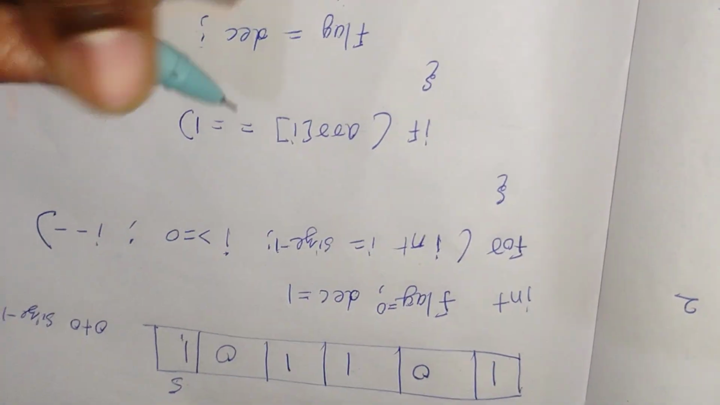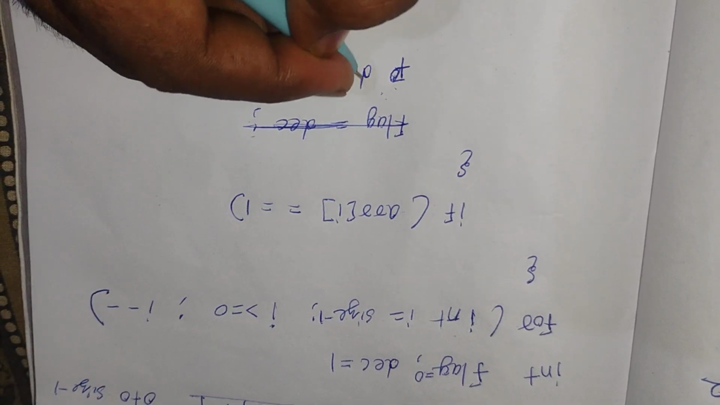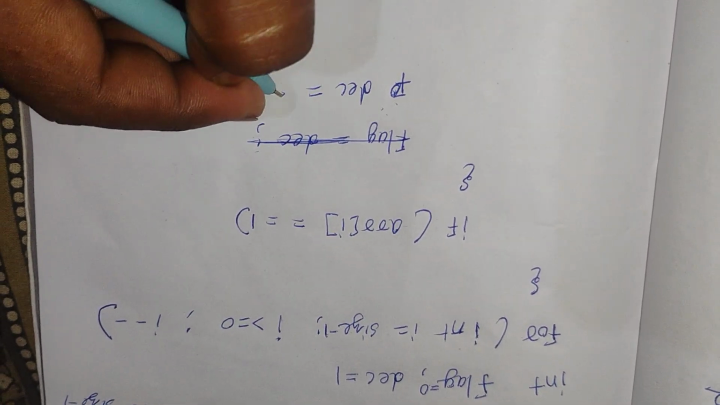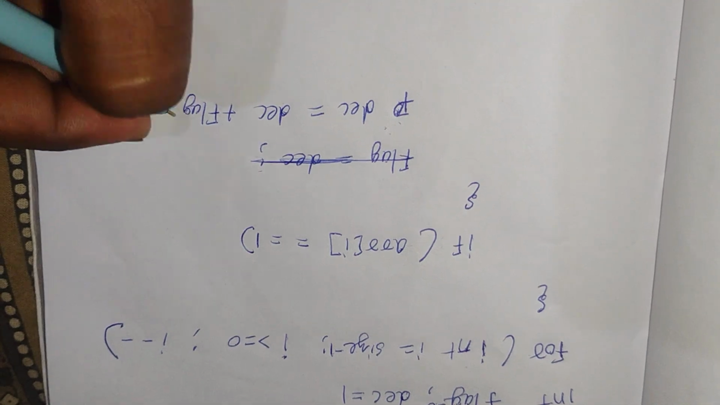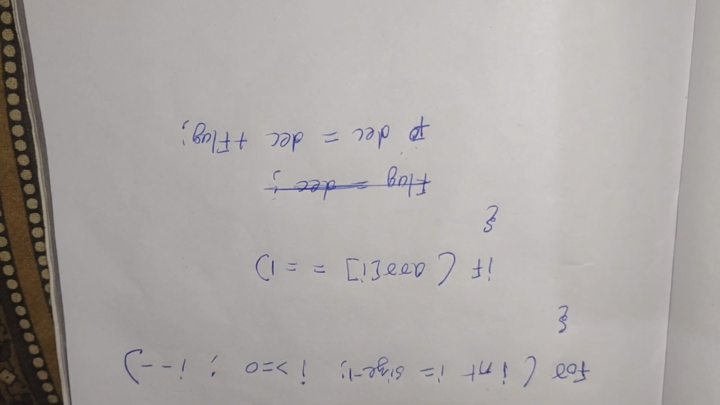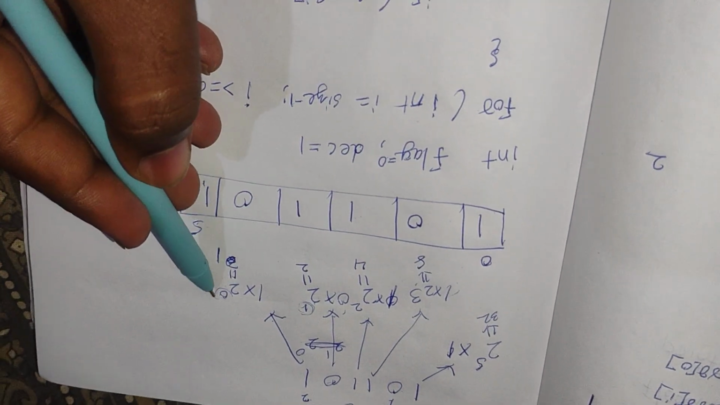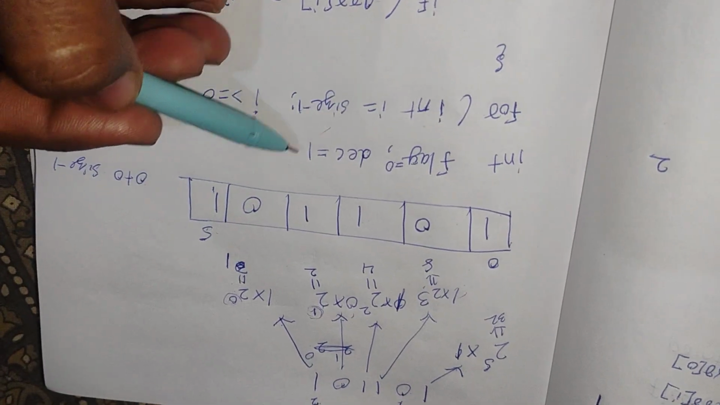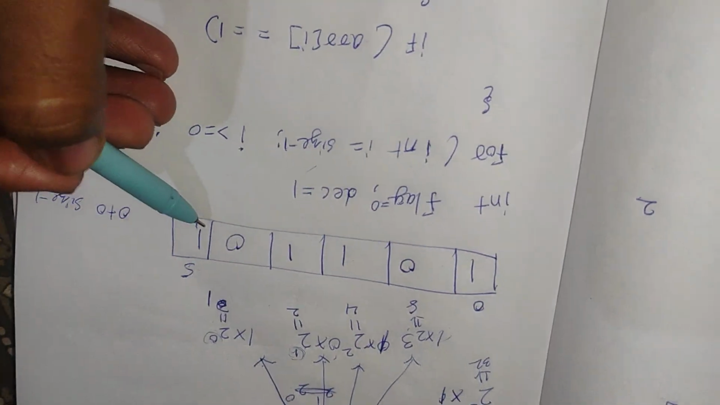I think I'm making a mistake. This is equal to decimal plus flag, because what is the flag value? 0. What is the value we declared? 1. So 2 to the power of 1. So 1. So the first one is correct, 1.